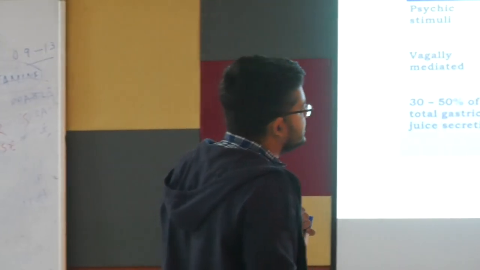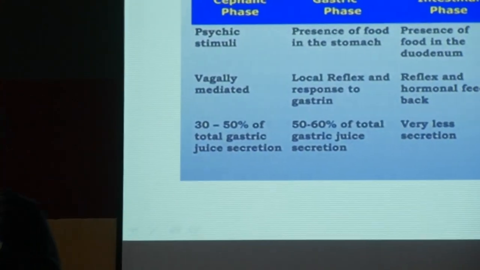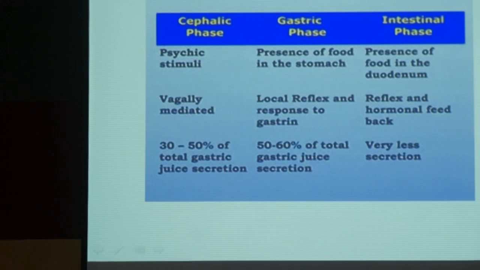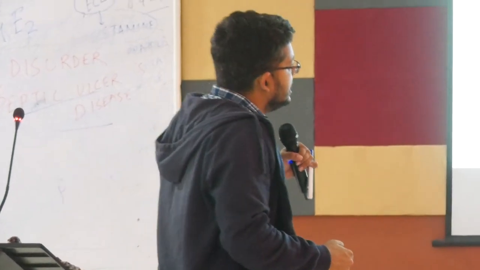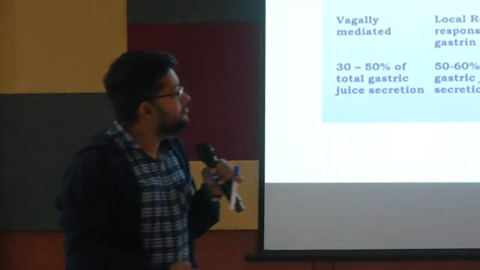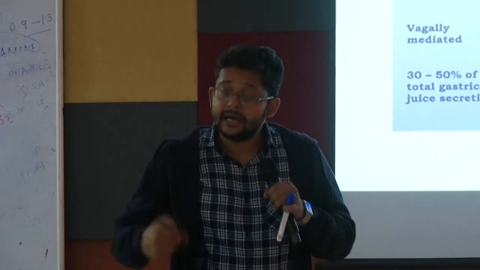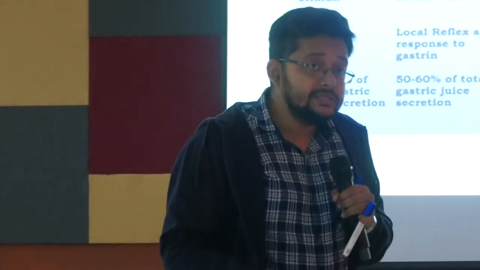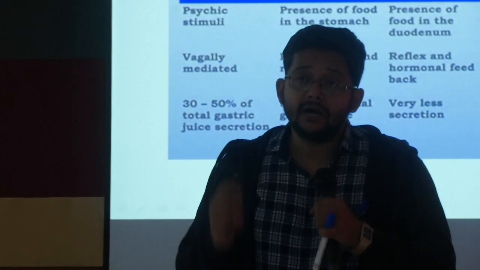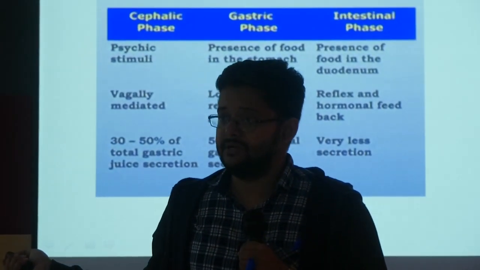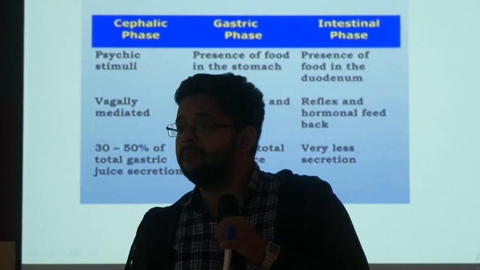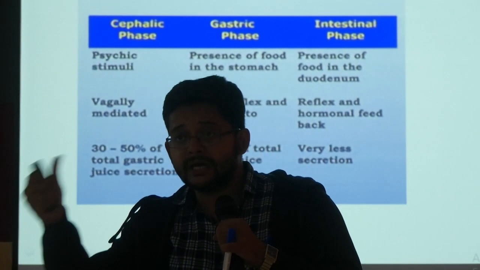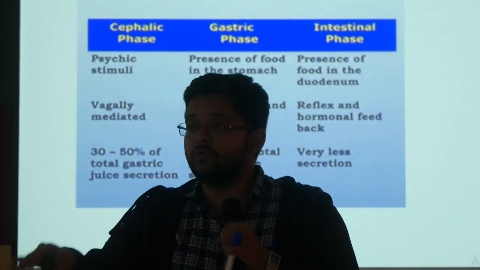And the third is the intestinal phase. That is when the food bolus passes the stomach. That means gastric emptying has occurred and it has moved into the duodenum. And here reflex and hormonal feedbacks act. The main hormones that work here, one is GIP, another is VIP, the third is CCK, which we have just discussed. Because once it is passing the stomach and in the duodenum, we need some check mechanism which will reduce the flow of HCl.